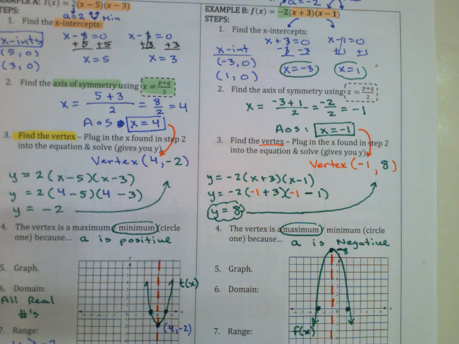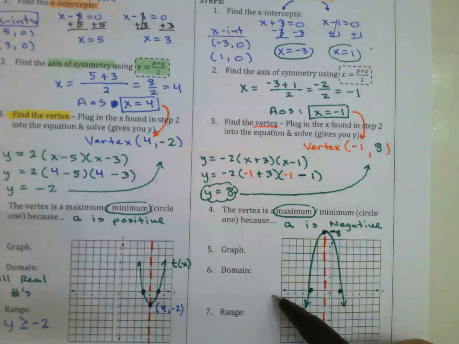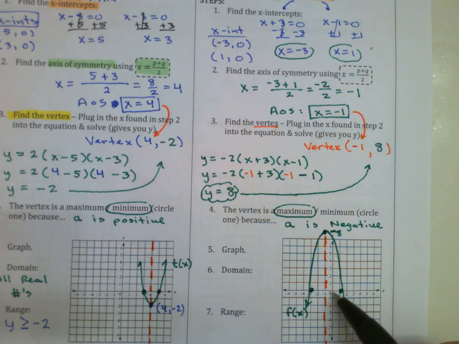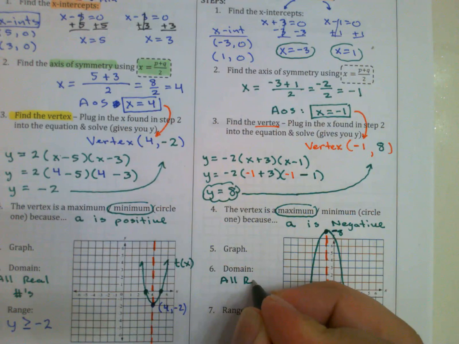All right, last two. It says, tell me the domain. Well, it goes forever to the left and down. It goes forever to the right and down, of course. But that idea of left and right forever means all real numbers.